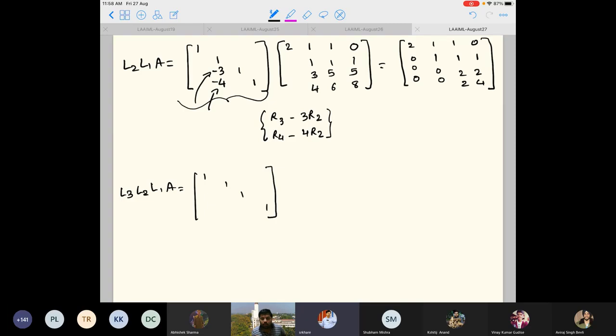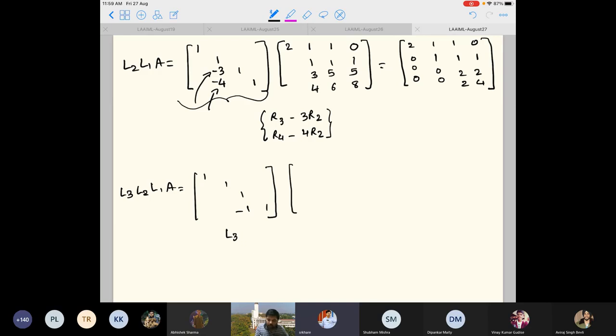Minus 1. Minus 1 where? Where is the entry? In L3, if this is my matrix L3, where should minus 1 come? Last row, third column. You give the correct coordinate, na? What is the place? 4,3. The 4,3 entry should be minus 1.